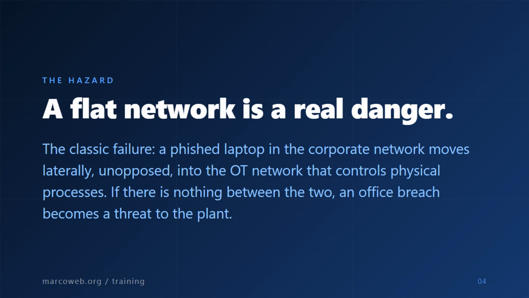And here is the hazard. In critical infrastructure, a flat network is a genuine danger. The classic failure is a compromise that begins in the corporate IT network, a phished laptop, and then moves laterally, unopposed, into the OT network that controls physical processes. If there is nothing between the two, an ordinary office breach becomes a threat to the plant.